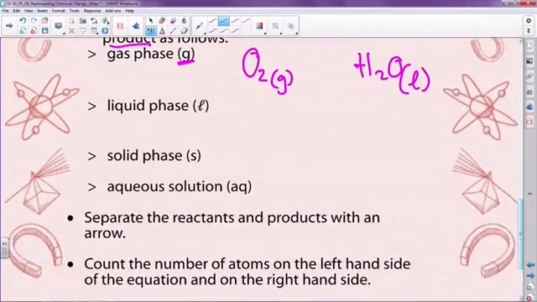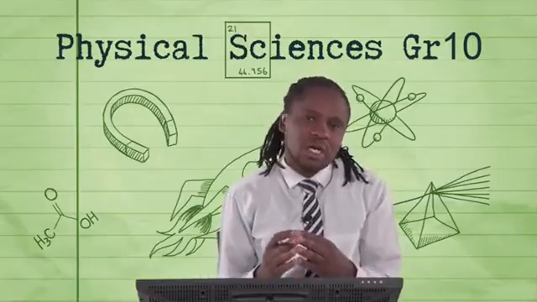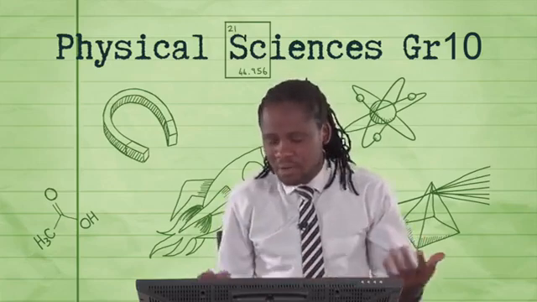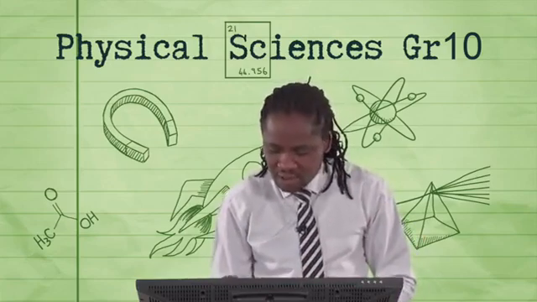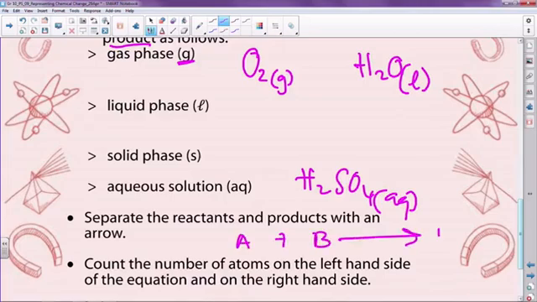Aqueous solutions: you can think of the acids which exist in liquid form. Take, for example, sulfuric acid. It will be H2SO4 aqueous. It means it's dissolved in a solvent or in water to give us that solution. Right, so we have to separate that with an arrow. Remember, we said A plus B, which are our reactants. We separate the reactants from the product using an arrow. Very, very important as well.